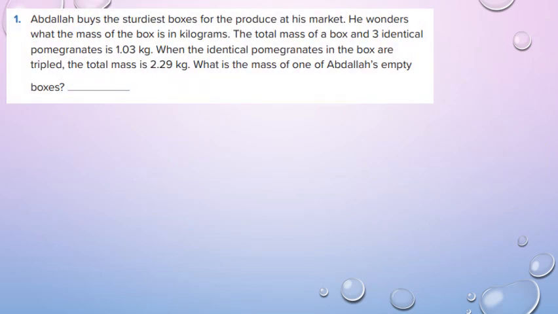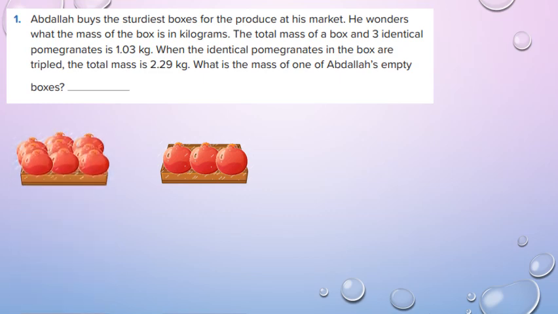Exercise number 1. Abdullah buys the sturdiest boxes for the products at his market. He wonders what the mass of the box is in kilograms. The total mass of 3 identical pomegranates in the box is 1.300 kilograms. When the identical pomegranates in the box are tripled, which means multiplied 3 times, the total mass is 2.900 kilograms. What is the mass of Abdullah's empty box?